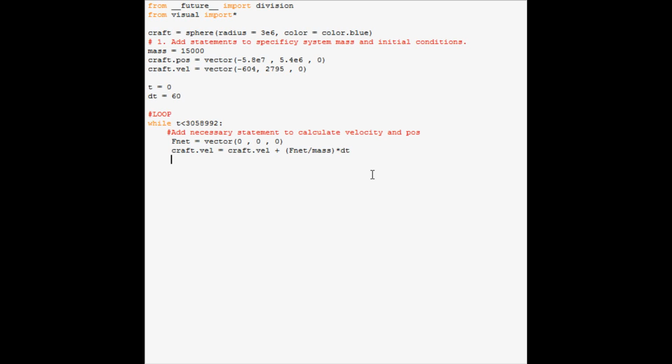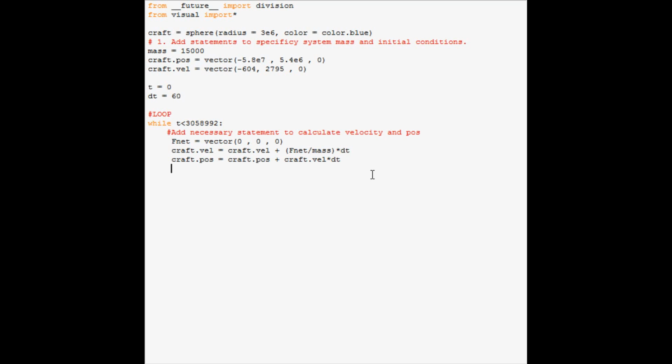The next step is to calculate the position. We'll call craft.position equals the previous craft position plus the craft's velocity times dt, so times the change in time.